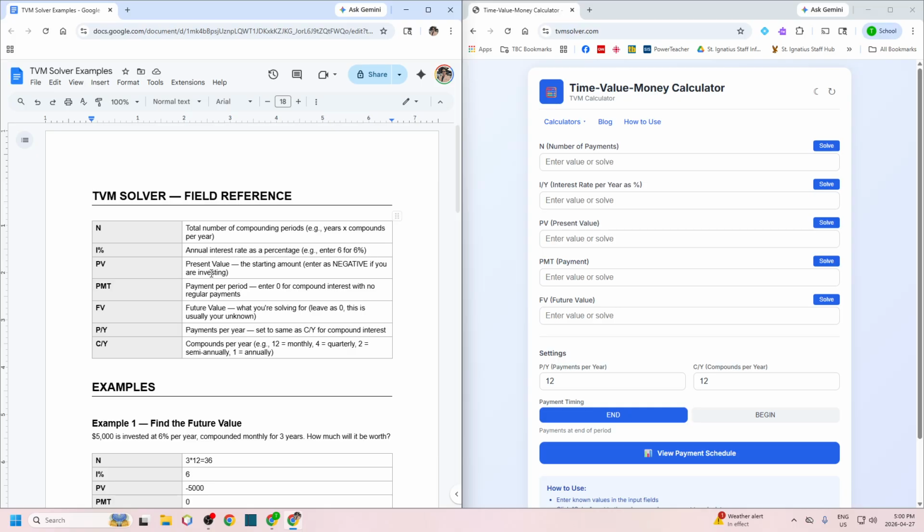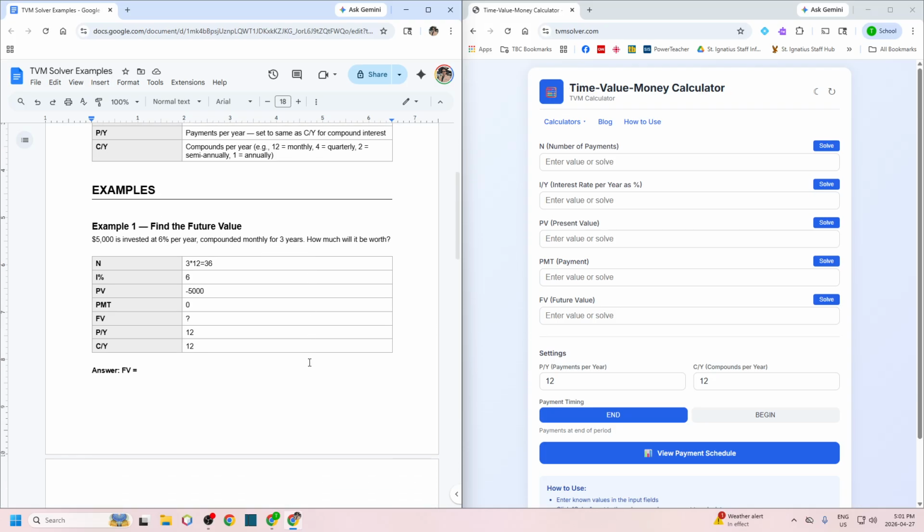The PV is short for present value, and I'm going to talk about negatives in a second. PMT is short for payments. FV is the future value. PY is payments per year, and CY is compounds per year. Now, let me give you some examples and show you exactly how this works.